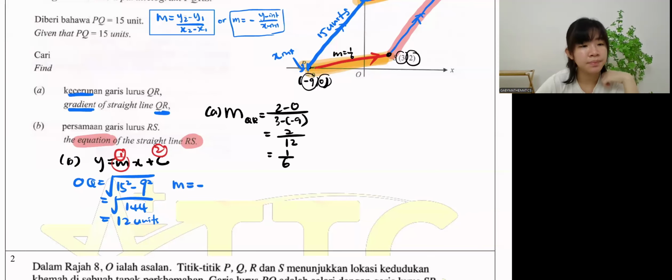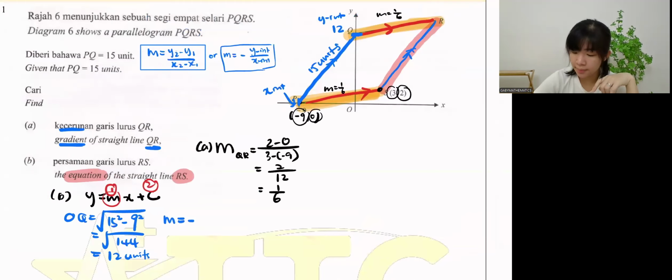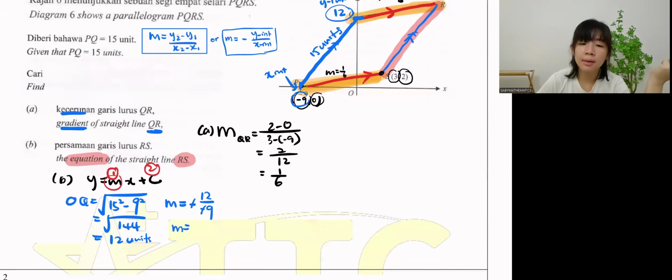over x-intercept. How much? The y-intercept is 12. Okay, 12 over the x-intercept. The x-intercept is -9. So negative becomes positive. So at the end, for the gradient, both can be divided by 3. So 12 divided by 3 is 4. 9 divided by 3 is 3. So the gradient is 4 over 3.